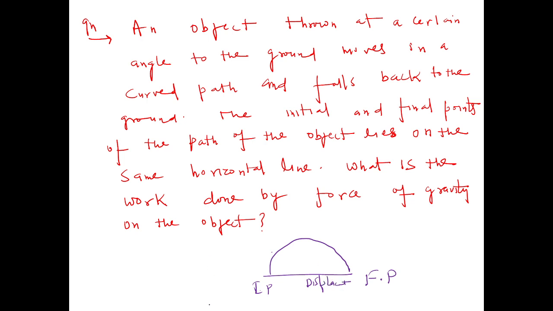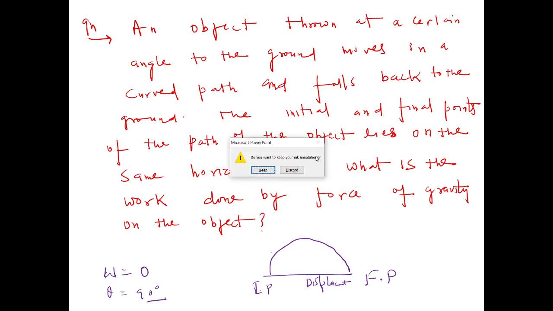So throughout, the force of gravity acts vertically downward. Since the initial and final points of the path of the object lie on the same horizontal line, perpendicular to the direction of the gravitational force, so work done will be what? Because theta is 90 degree. So work done will be 0 because theta is 90 degree. So this is an important thing, and in this case no work is done by gravity.